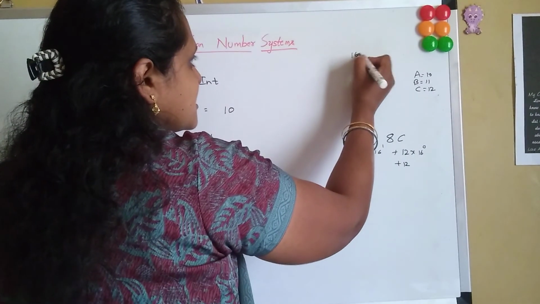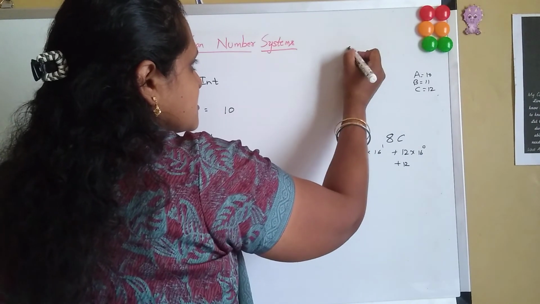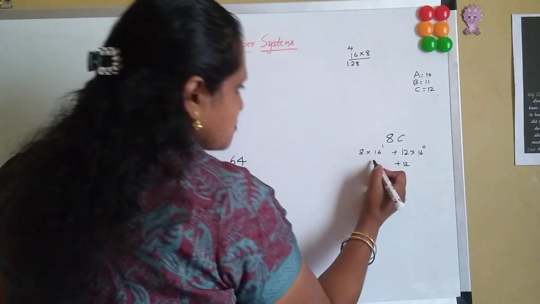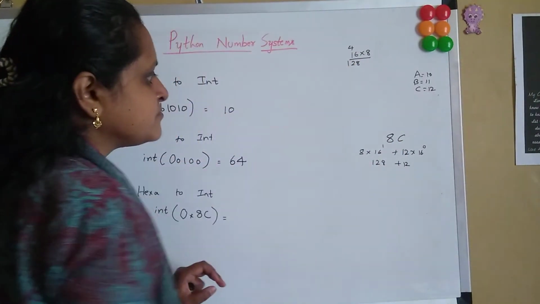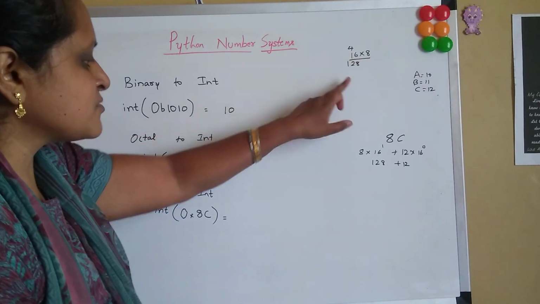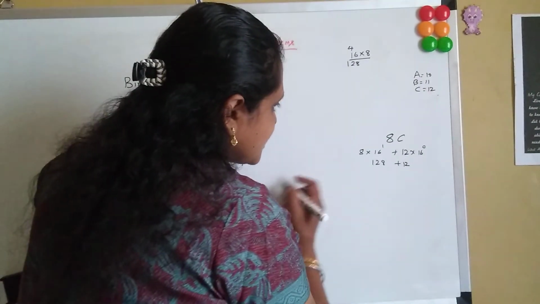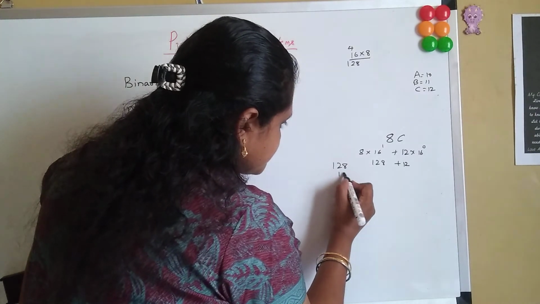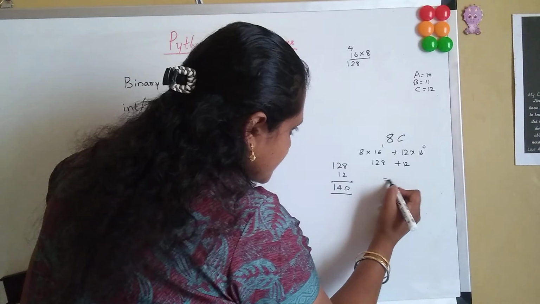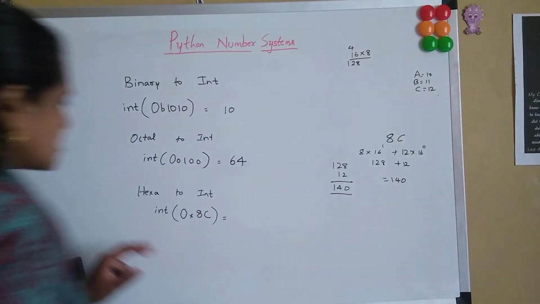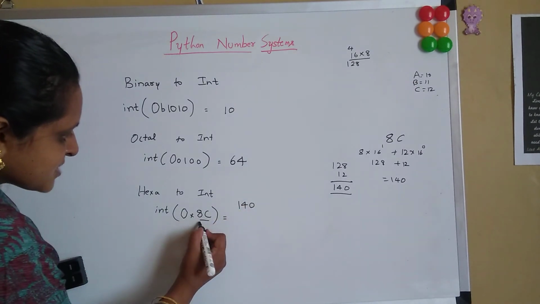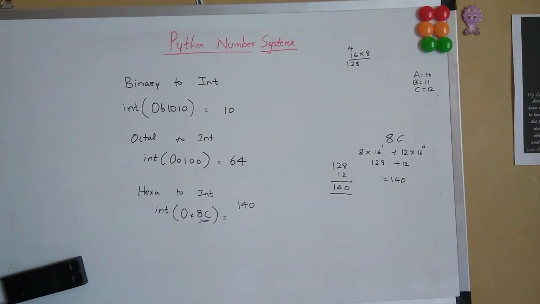So what is 16 into 8? 8 sixes are 48, 8 ones are 8 plus 4 is 12. It is 128. So 128 plus 12. So this is nothing but 140. So the integer value for this hexa representation would be equal to 140.